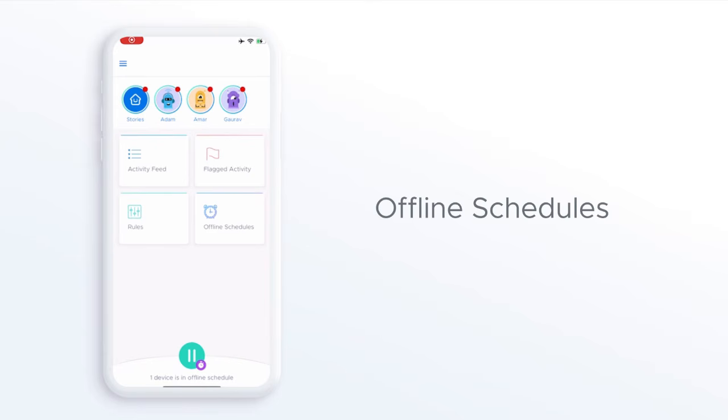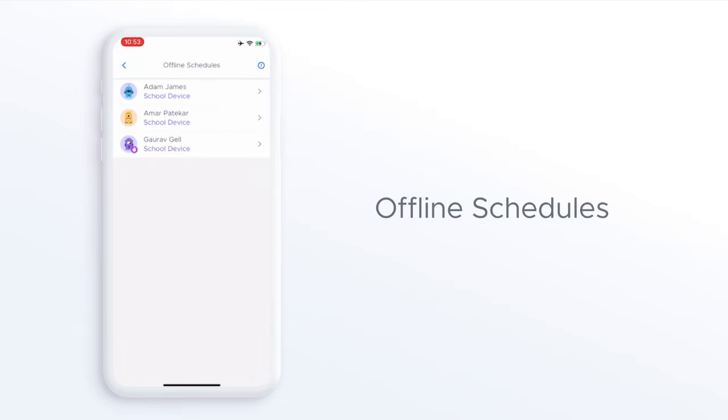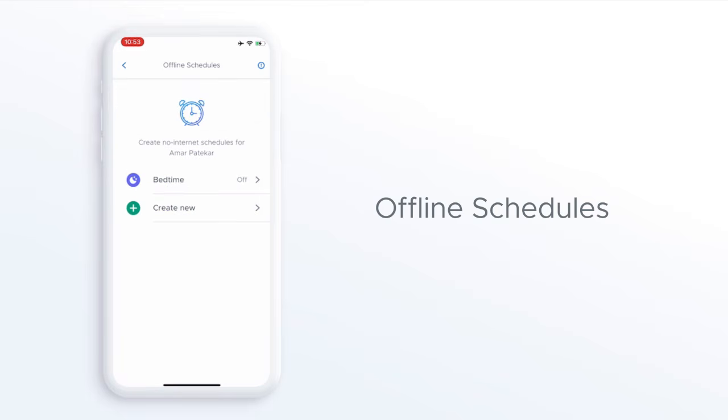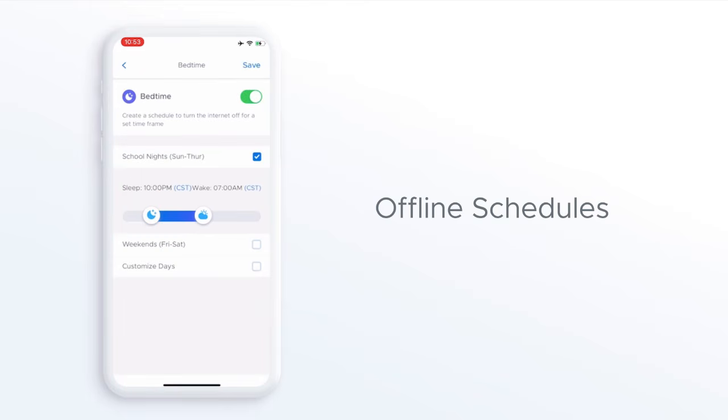What offline schedules does is it lets you easily manage your child's screen time. With this, you can set time ranges during which the internet connection is disabled on the device. The main use case for this is for setting up a bedtime. To do this, tap on bedtime and turn it on. This lets you choose when you want the school device's internet connection to turn off and then back on in the morning for school nights and for weekends. So by using these sun and moon sliders, you'll be able to adjust when the internet connection for your child's device goes to sleep and wakes up. Once you have it how you want, click Save.